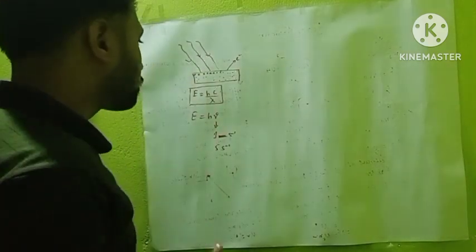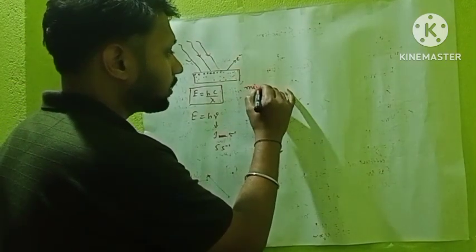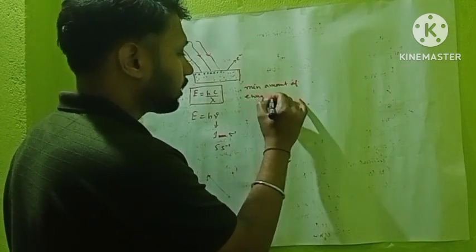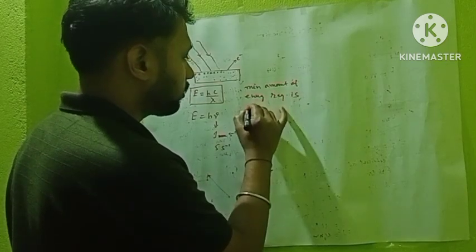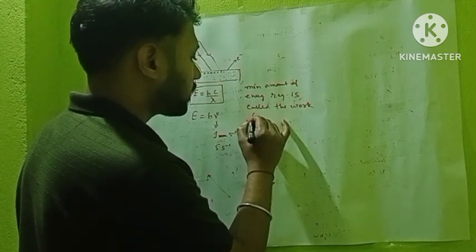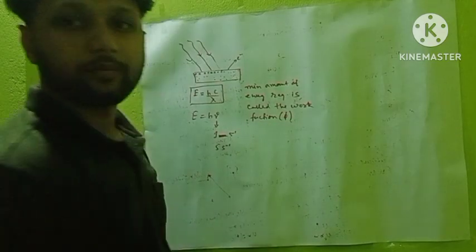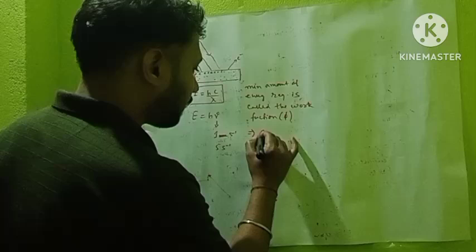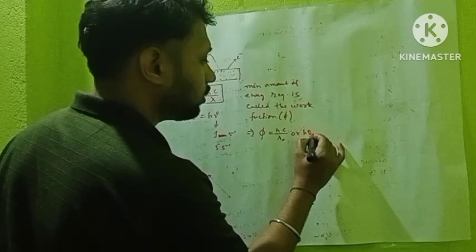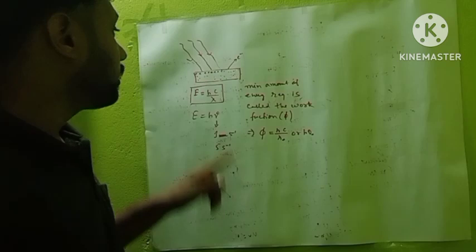So, listen to this: the minimum amount of energy required is called the work function, which we represent by phi. So phi is equal to hc by lambda naught, or h nu naught. This is the minimum amount of energy required to release the electrons.